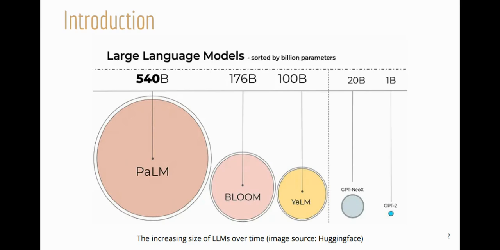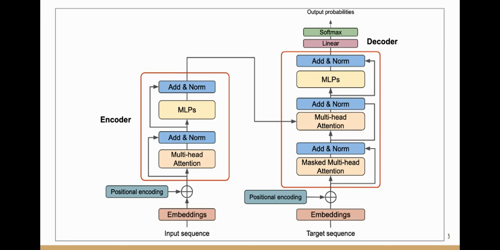As we see in recent years, the emerging large language models are increasing in size. As we see here, for example, the PaLM model has 540 billion parameters, which is huge. And the backbone behind these models is the transformer architecture. As we see here, it is composed of an encoder and a decoder.